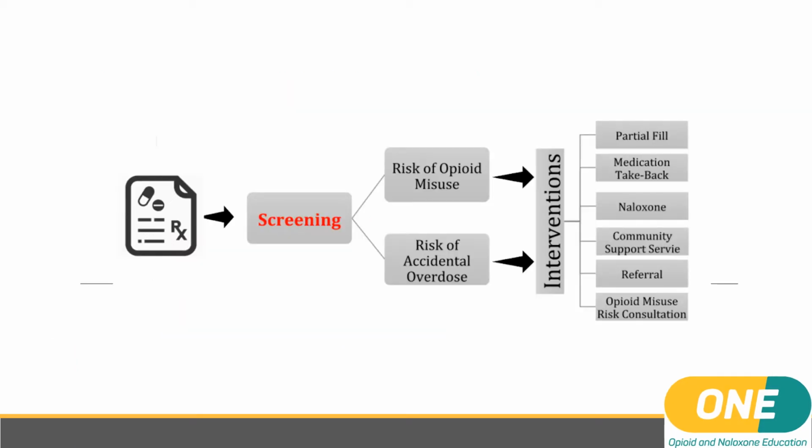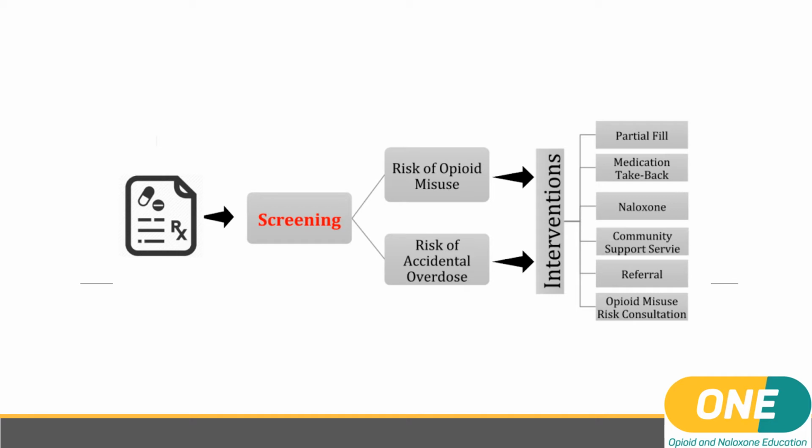The ONE program starts with the initiation of an opioid prescription. So once an opioid prescription is received at the pharmacy, we will perform a screening for each patient that receives an opioid prescription. That screening will screen for the risk of opioid misuse and also the risk of accidental overdose. Based on the objective screening, if there is a positive risk for opioid misuse and/or a positive risk for accidental overdose, interventions will be provided to the patient from the pharmacist.